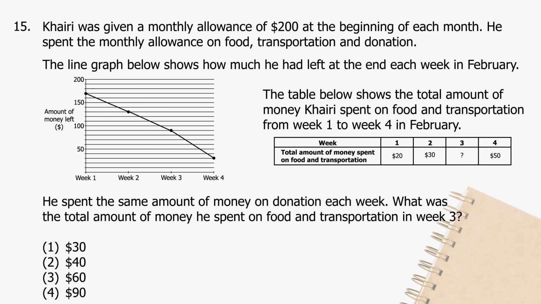Question 15. Carey was given a monthly allowance of $200 at the beginning of each month. He spent the monthly allowance on food, transportation, and donation. The line graph below shows how much he had left at the end of each week in February. The table below shows the total amount of money Carey spent on food and transportation from week 1 to week 4 in February. He spent the same amount of money on donation each week. What was the total amount of money he spent on food and transportation in week 3?